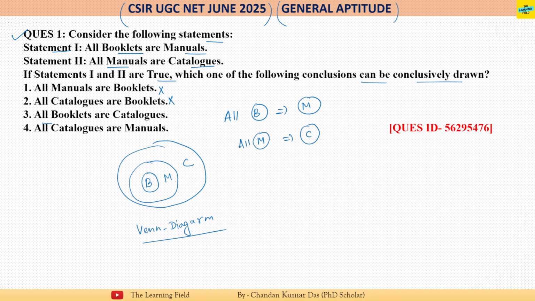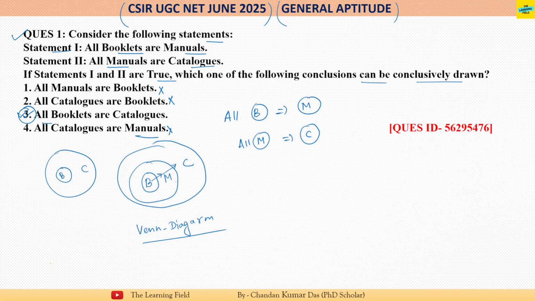Then option 3 says that all booklets are catalogs. Yes, all booklets are manuals and all manuals are catalogs. That means all booklets are catalogs, that is, this B is inside the C. So option 3 is true. And all catalogs are manuals? No, some of the catalogs may be manuals, but not all catalogs are manuals. So option 4 is incorrect. So in this question, option 3 is the correct one.